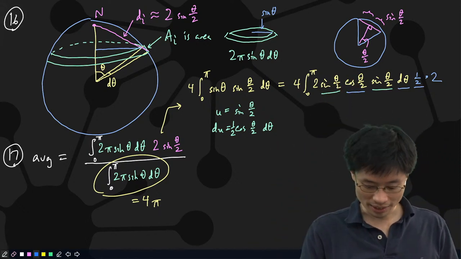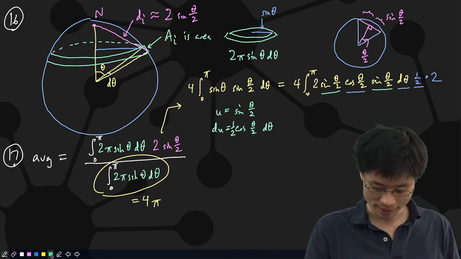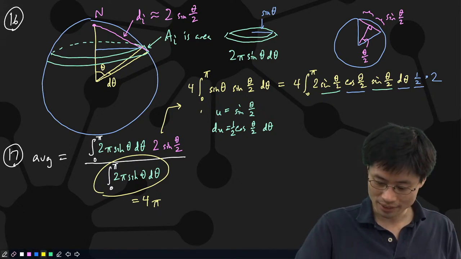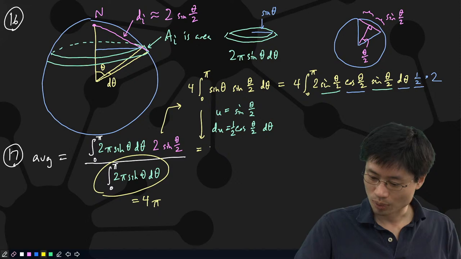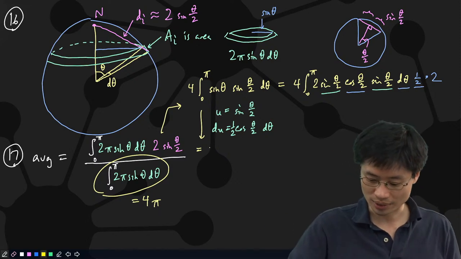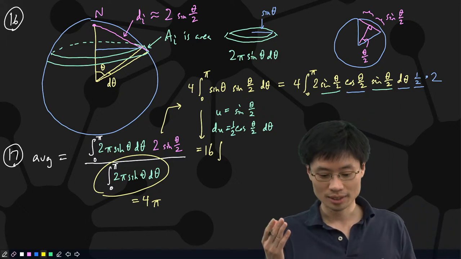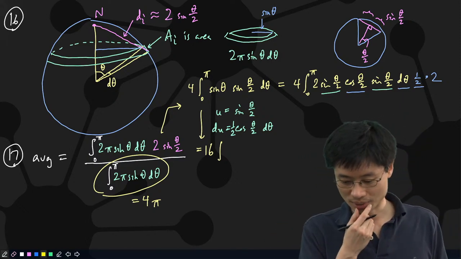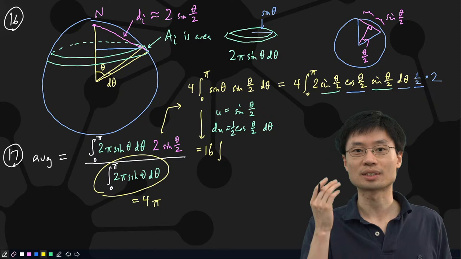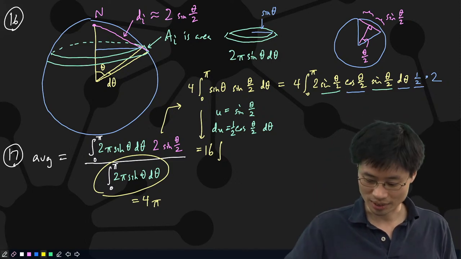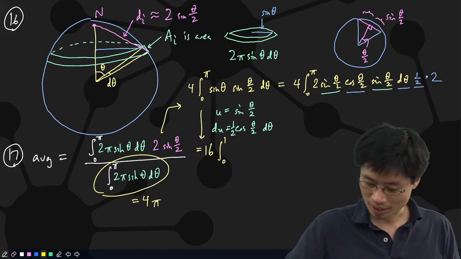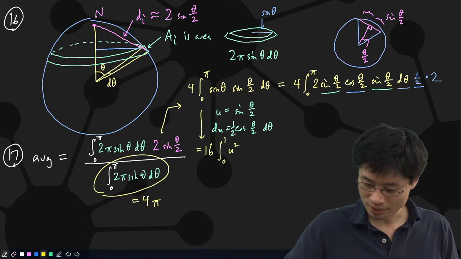And now once I've got this, I can write down what the actual integral is. Going back, I've got 16 now, 4, 2, and 2. So I've got 16 integral, instead of 0 to pi, since my u is sine theta over 2, I go from sine 0 to sine pi over 2. That's from 0 to 1, of simply u squared du.